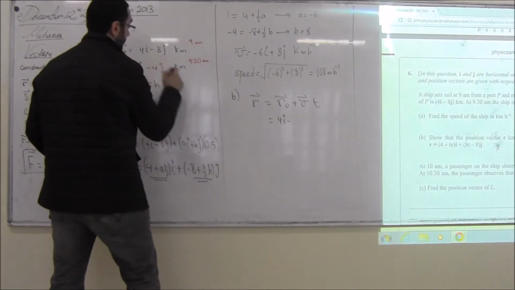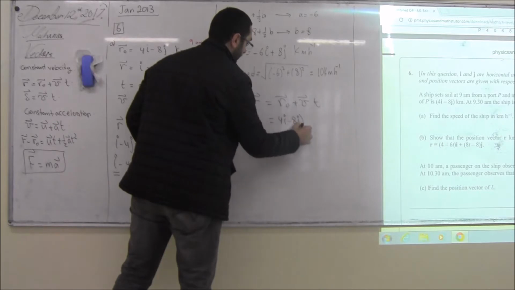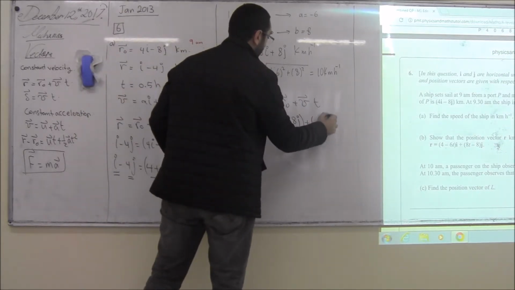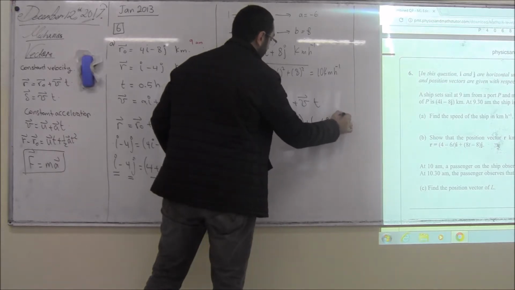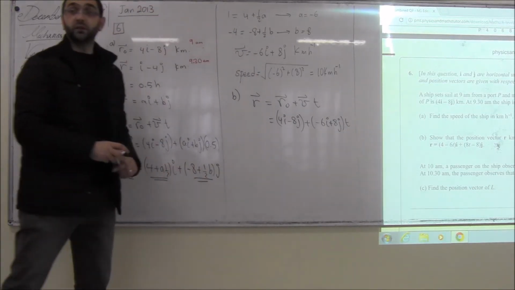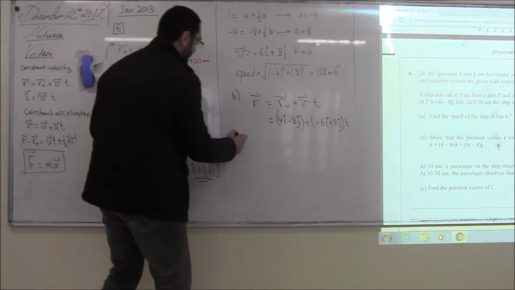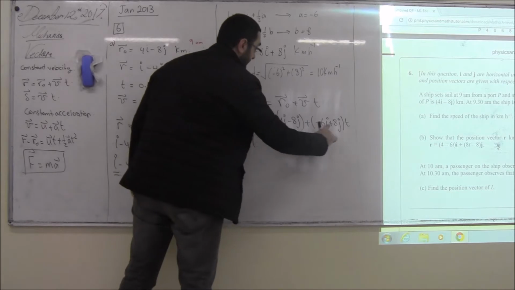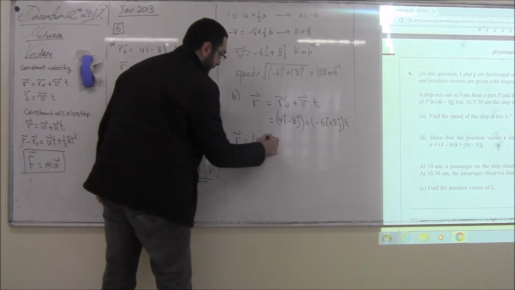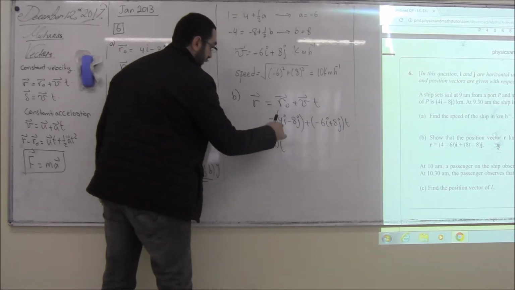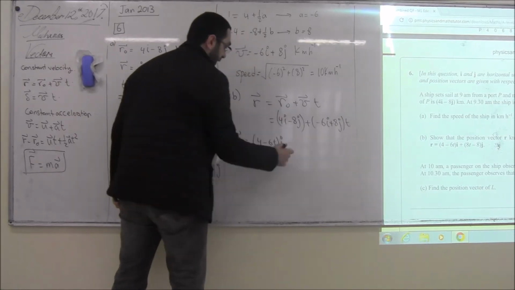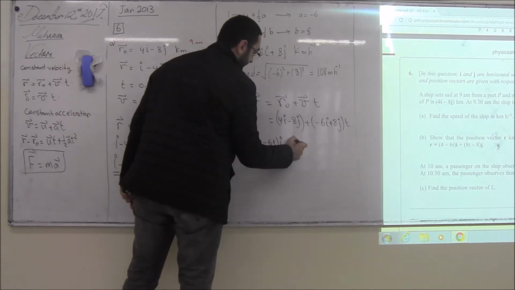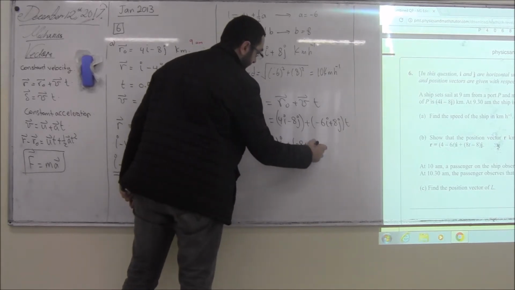4I minus 8J. V, we got V, minus 6I plus 8J times. Okay? Clear? Now rearrange this equation to have 4 minus 60, right? I, 4 minus 60I plus minus 8 plus 80J.